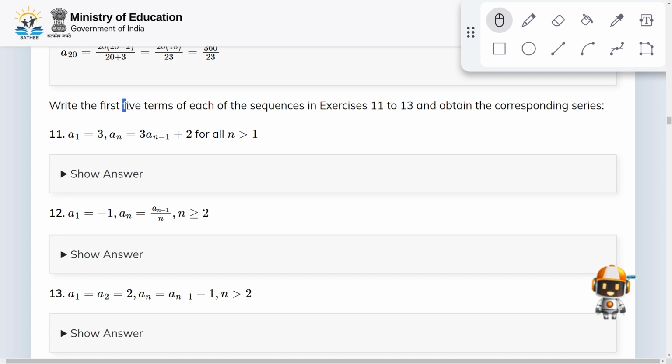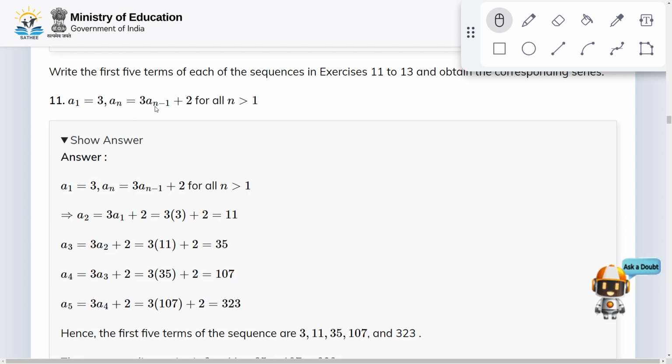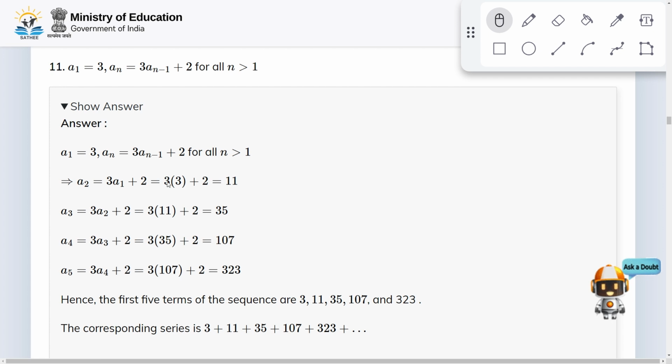Here you have to write the first 5 terms and then write the corresponding series. A1 is already given to you, and An is provided here in nth form. So A1 is 3. Now A2 will be 3 multiply A1 plus 2, which means 3 multiply 3 plus 2, that is 11. A3 will be 3 multiply A2 plus 2, which means 3 multiply 11 plus 2, that is 35.